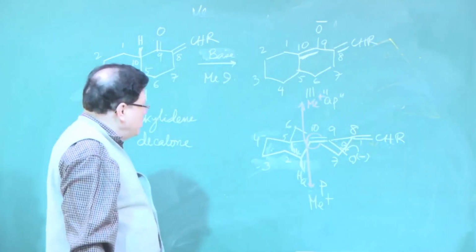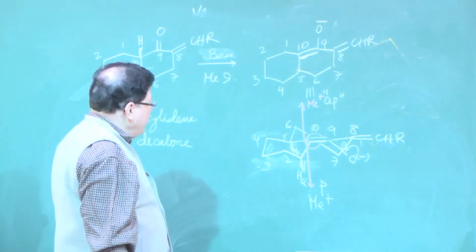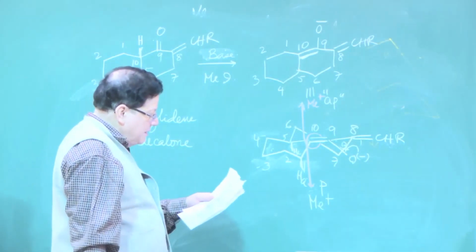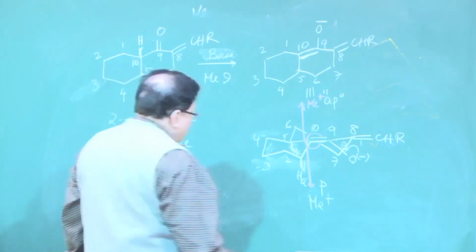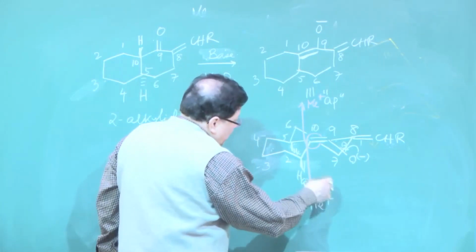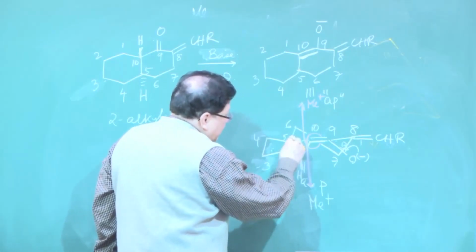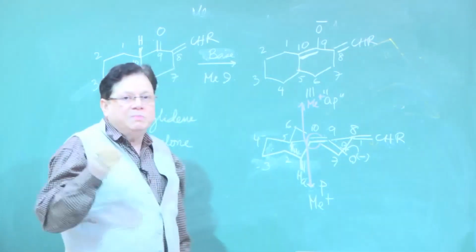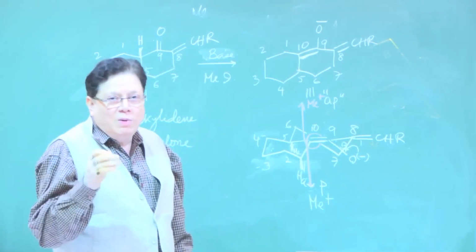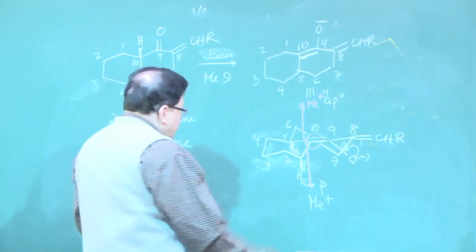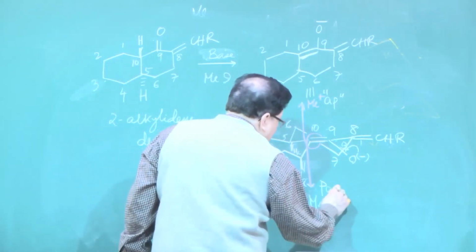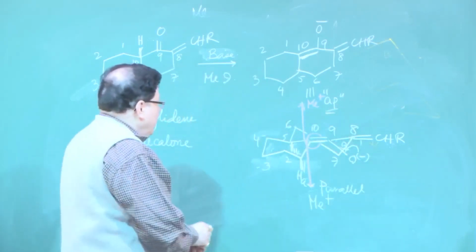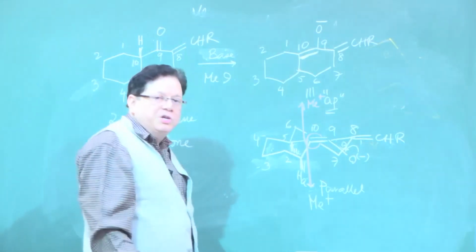Now, the question is which one will be the favored one. So, this is your parallel attack. Why? Because this is the axial hydrogen adjacent to the carbon which is being attacked by the electrophile, or where the electrophile is captured. So, this is the parallel attack, no doubt about that, and this is the anti-parallel attack. The question is which one will take place preferentially.